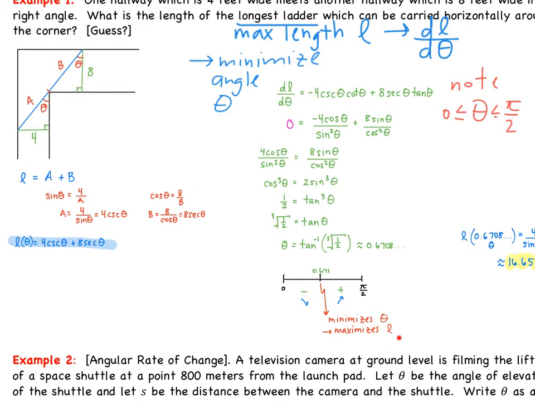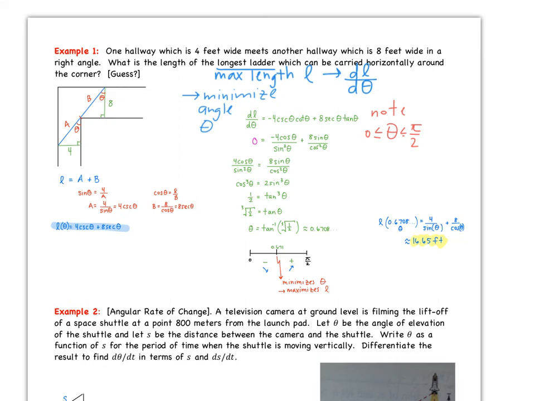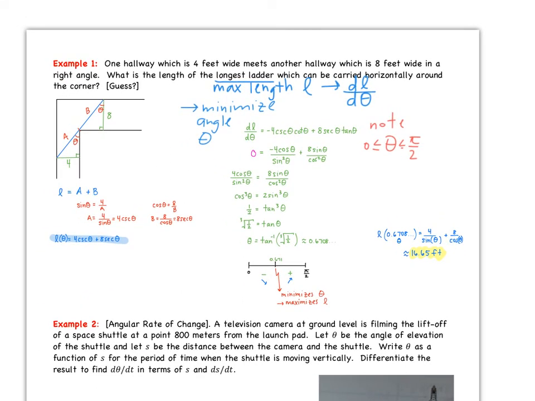and there in turn maximizes the length of that ladder. So we can go ahead now and find what the length of that ladder is. If we store that value on our calculator, we can really just plug that in. I rewrote the length. Before, we had 4 cosecant theta. Well, cosecant is really just 4 over sine theta, and secant theta is really 8 over cosine theta. Easier to plug into our calculator, and when we do, we get 16.65 feet.